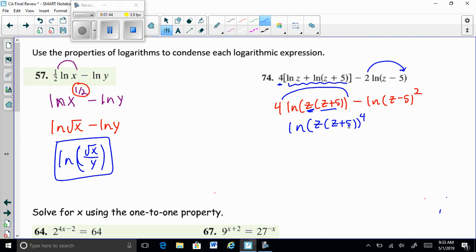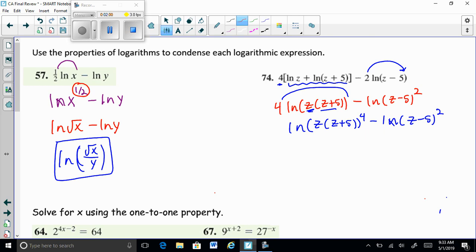And actually, we could leave it like that if we want. We don't actually have to go ahead and distribute it to both of those bases. And then let's see, then we still have our natural log of z minus 5 squared.